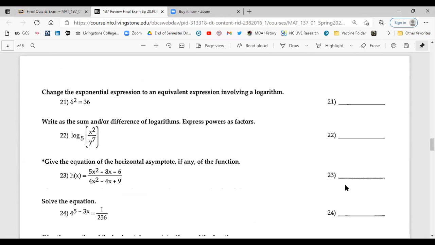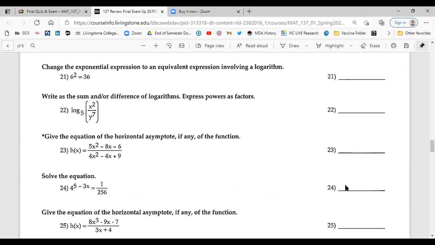All right. Next, change the exponential expression to an equivalent expression involving a logarithm. So basically, you're just going from exponential form to logarithmic form. Okay. And you just look at the base. You start with the base of the exponent, and you put that first as the base for your logarithm, and then you just switch the 2 and the 36 on the opposite sides of the equal sign. We good there? Yes, sir.